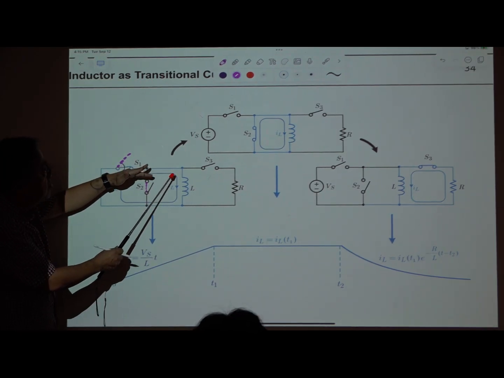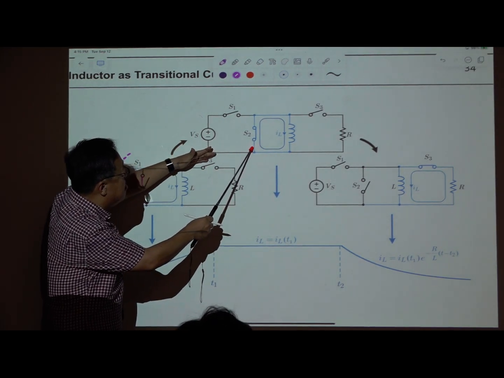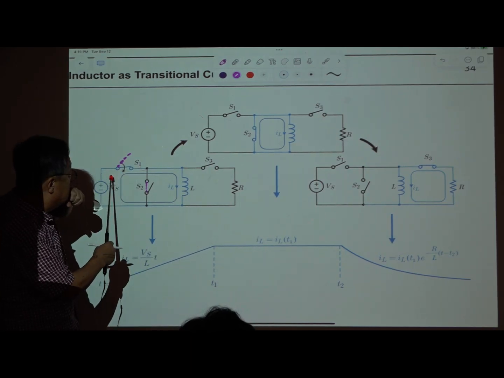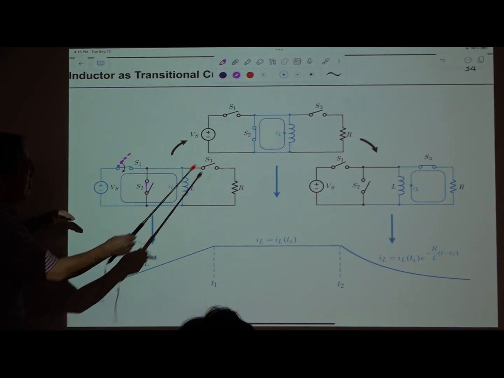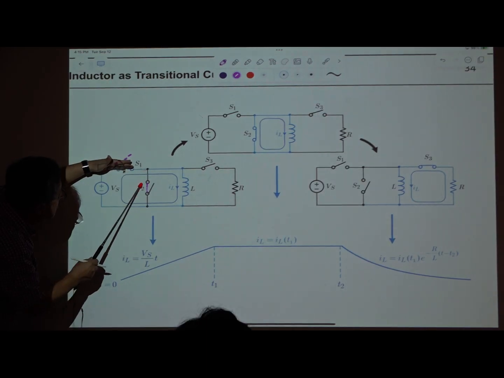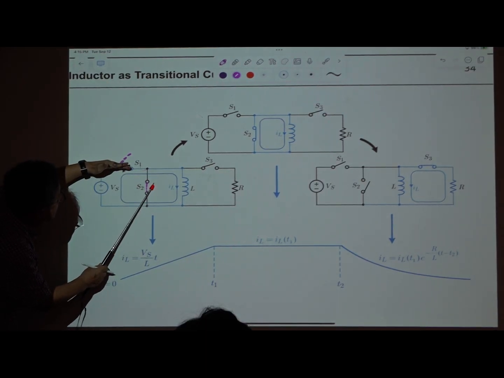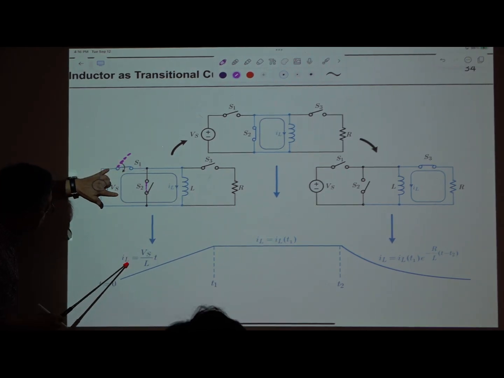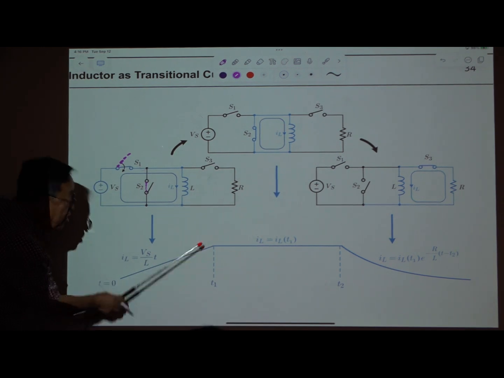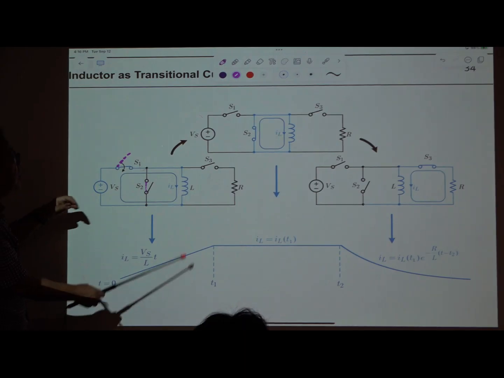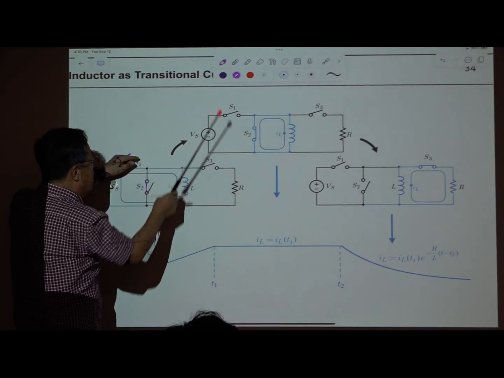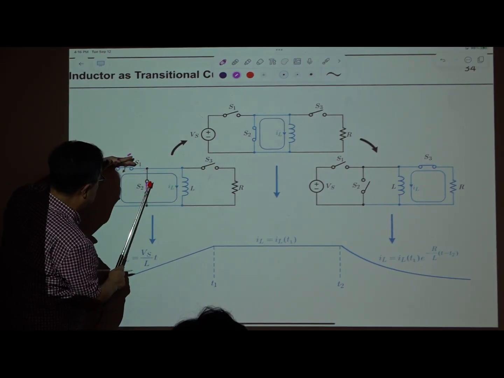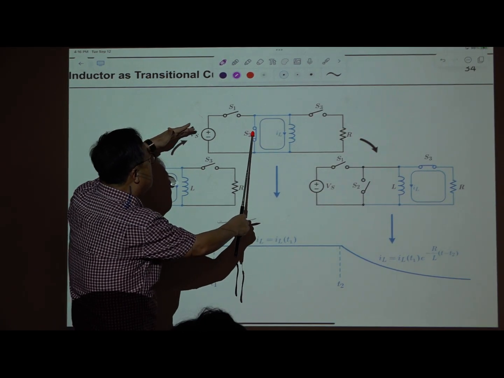Then the circuit becomes like this. So this is closed and this is open. Then there is a loop here, and across the inductor Vs appears. So the current increases linearly. At this T1 moment, this is opened and this is closed. Previously it was closed and it is now open. Now it is closed and that one is open.